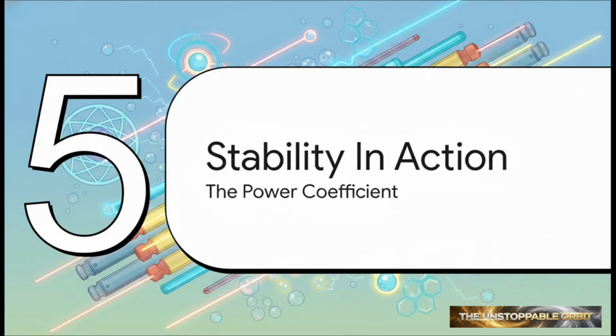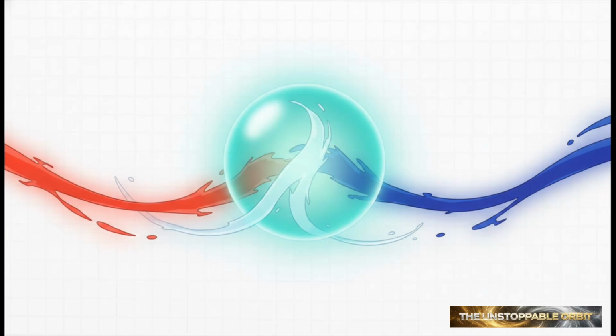Finally, part 5, reactor stability in action, looking at the power coefficient. So how do all these moving parts, the fuel, the moderator, the steam voids, actually sum up in a running power plant? They all combine into one master metric, the total power coefficient. It accounts for fuel temp changes, moderator density shifts, the whole shebang.